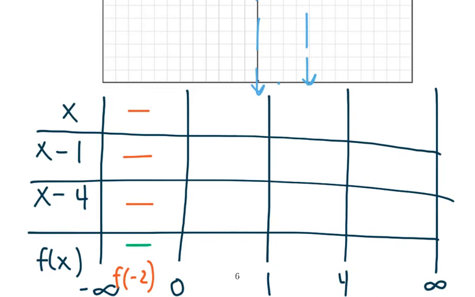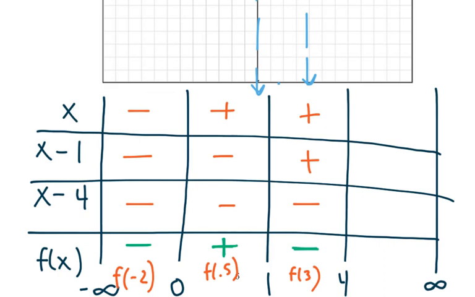Okay, and then from 0 to 1, this one's kind of tricky. We really have no choice but to do a decimal. So I'll do 0.5. 0.5 is positive, 0.5 minus 1 is negative, 0.5 minus 4 is negative. A positive times a negative times a negative is positive. So we know on that little sliver from 0 to 1, our function is above the x-axis. Then from 1 to 4, we can plug in 2 or 3. Again, doesn't matter. 3 is a positive number. 3 minus 1 is positive. 3 minus 4 is negative. Well, a positive times a positive times a negative is negative. So from 1 to 4, our function is negative.